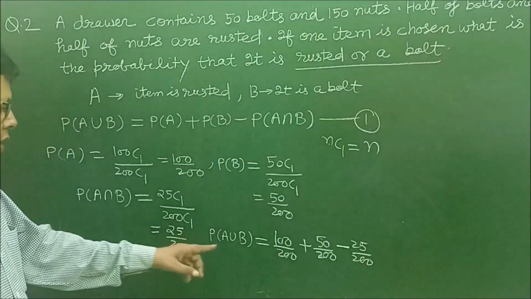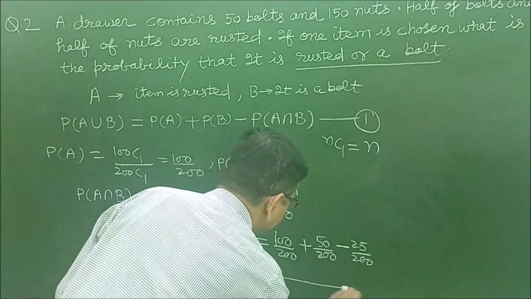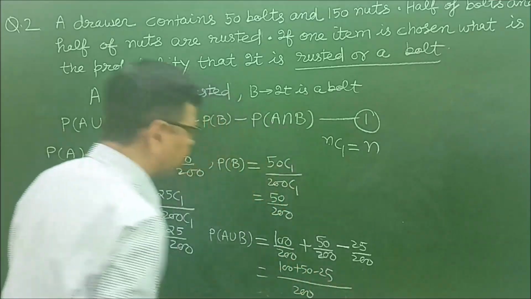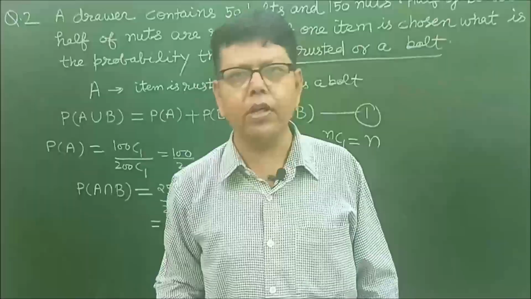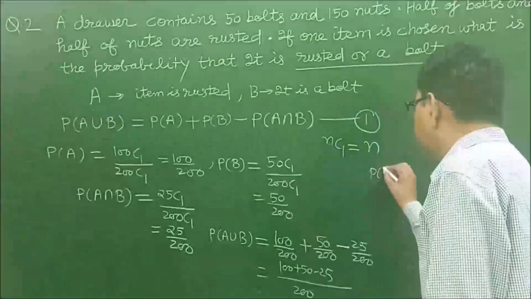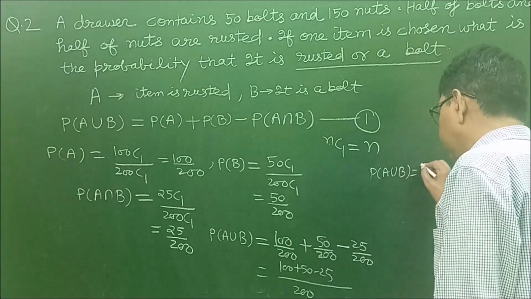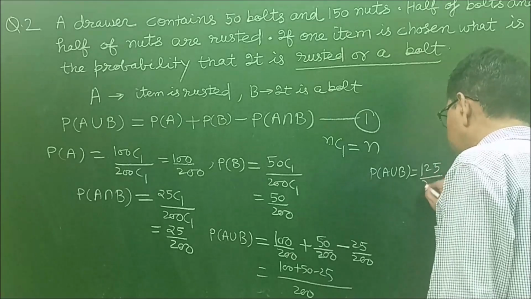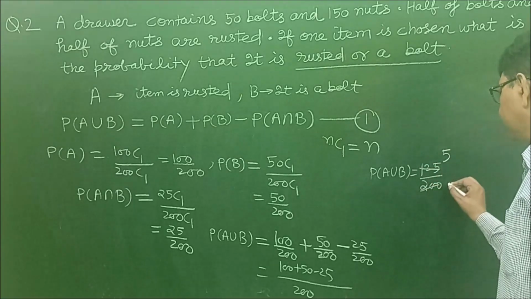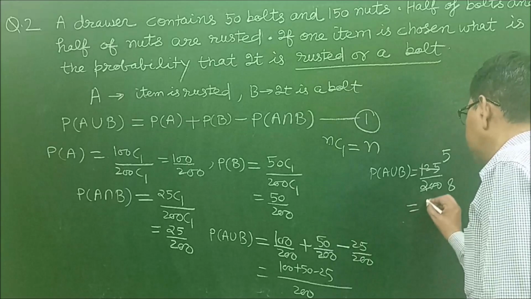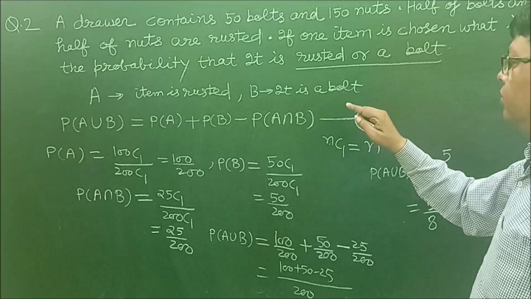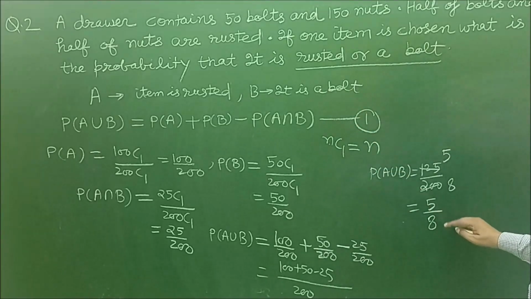So taking the LCM as 200, we get 200, and this is 100 plus 50 minus 25, which is equal to 100 plus 50 is 150, 150 minus 25 is 125. So probability of A union B is equal to 125 upon 200. Dividing by 25, 5 times, and this is 8 times. So the probability of drawing either a rusted item or a bolt is 5 upon 8.